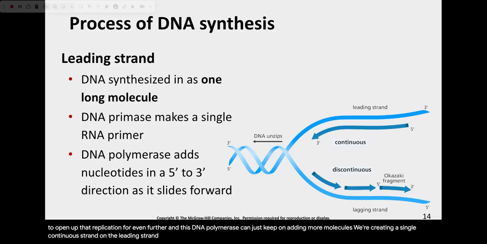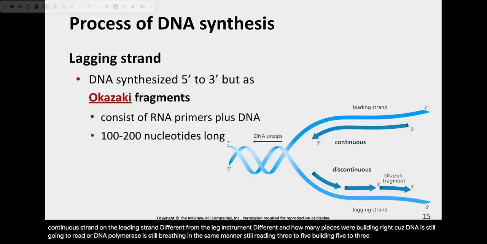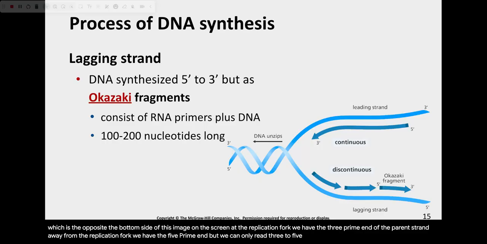So this is different from the lagging strand. It's different in how many pieces we're building. Because DNA polymerase is still reading in the same manner. Still reading 3 to 5, building 5 to 3. But the lagging strand, which is the opposite, the bottom side of this image on the screen, at the replication fork we have the 3' end of the parent strand. Away from the replication fork we have the 5' end. Well, we can only read 3 to 5.